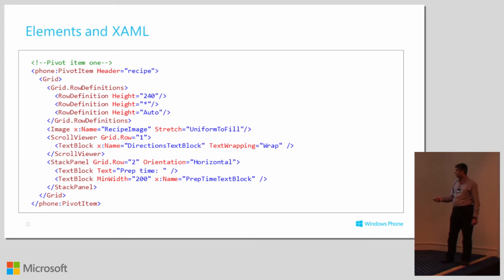And then you have a stack panel, which allows you to stack child elements inside the control. And in here we have two items called prep time and the value of that prep time in a horizontal block. So if you go back, we had the stack panel here, horizontally laid out. You have the text prep time and the actual value of the preparation time.